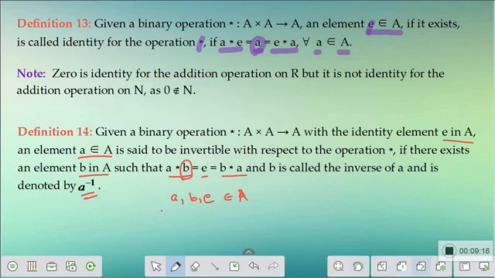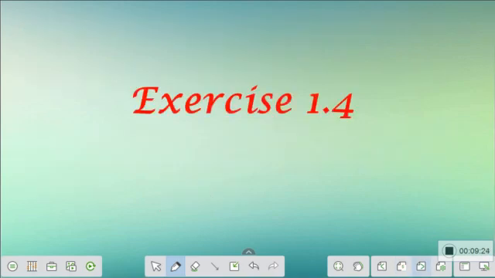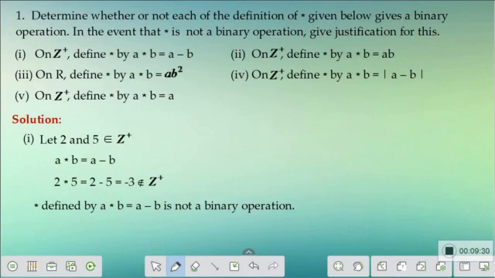Now we have learned the basic properties of the definition of binary operation and then the basic properties of binary operation. With this understanding, let us solve a few problems from exercise 1.4. Here is the first problem.